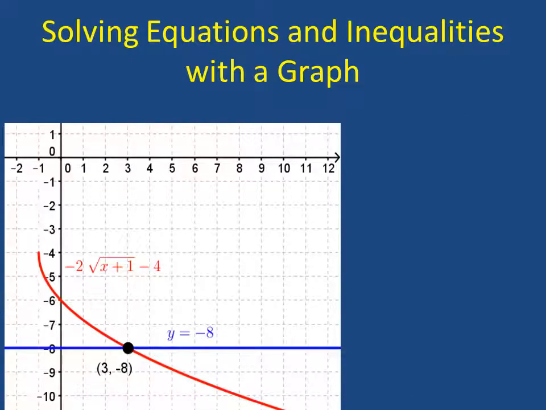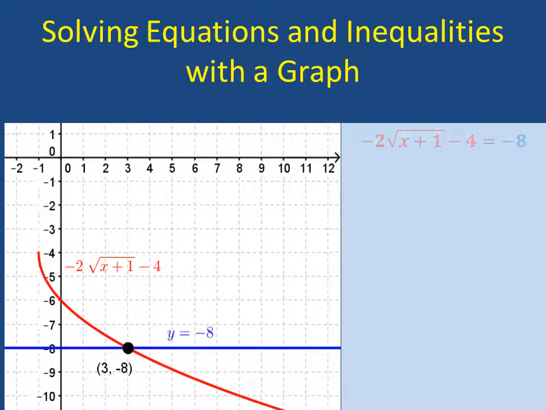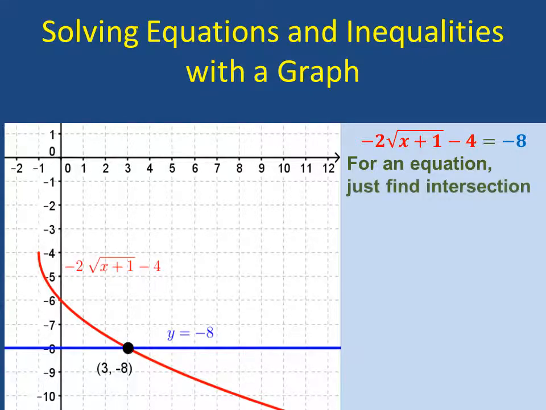Sometimes it's easier to solve an equation or an inequality using a graph instead of algebra. So here we have a graph of two functions, and we have them set equal to each other for an equation. So we have negative 2 times the square root of x plus 1 minus 4 is equal to negative 8. For an equation, solving it is just as simple as finding the intersection. Use the calculator's intersection function to find the point (3, negative 8). So the solution is just the x value, x equals 3. If you plug in x equals 3 into the original equation, you'll see that it's true.